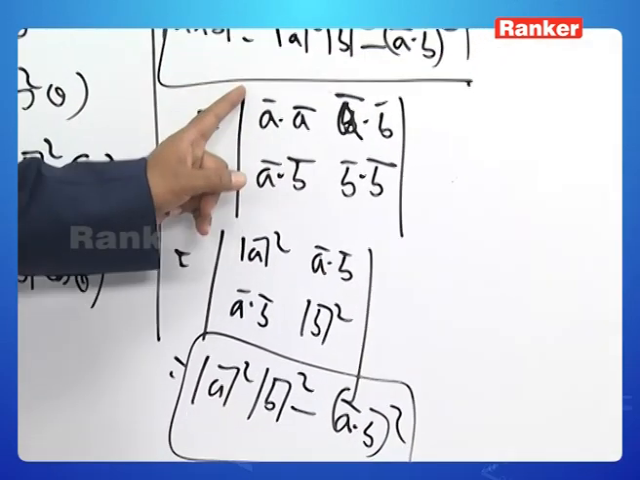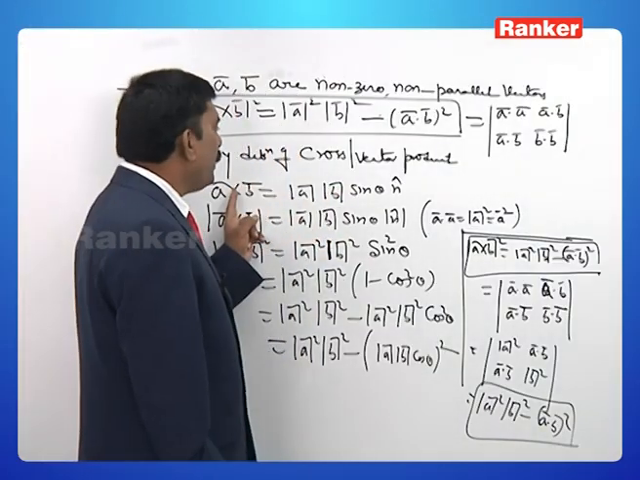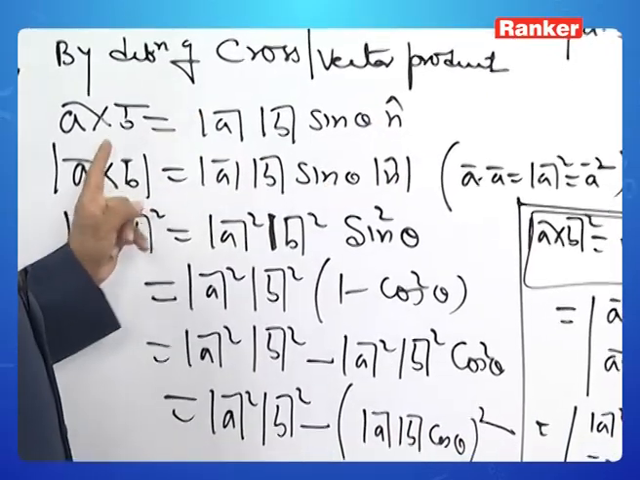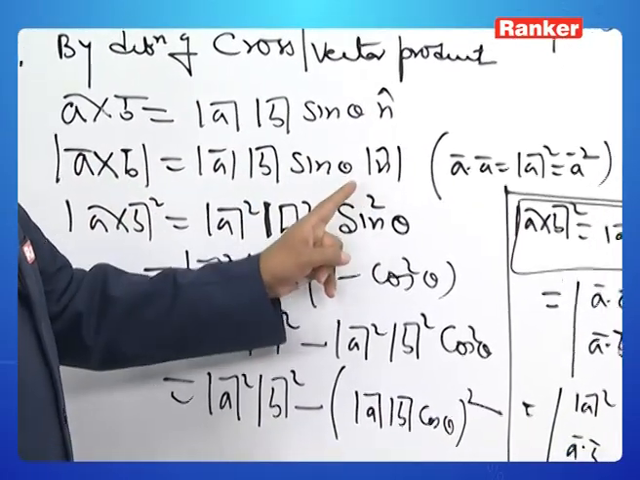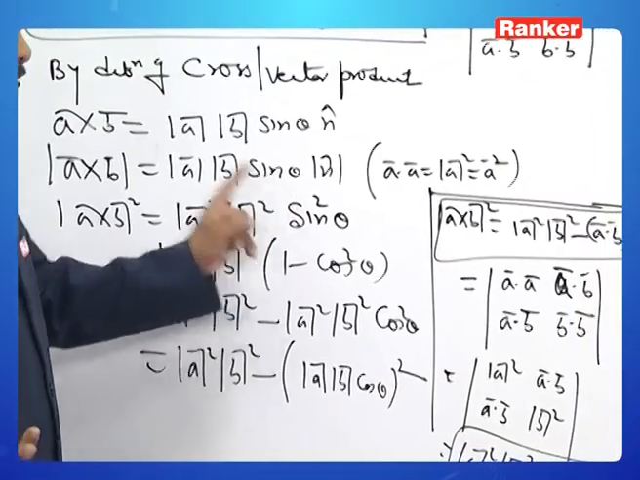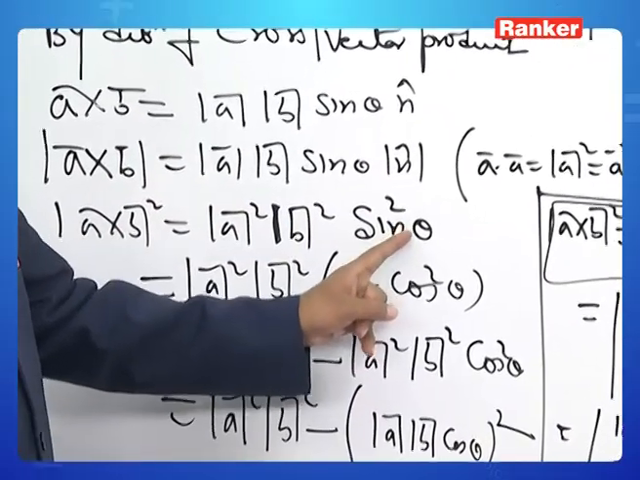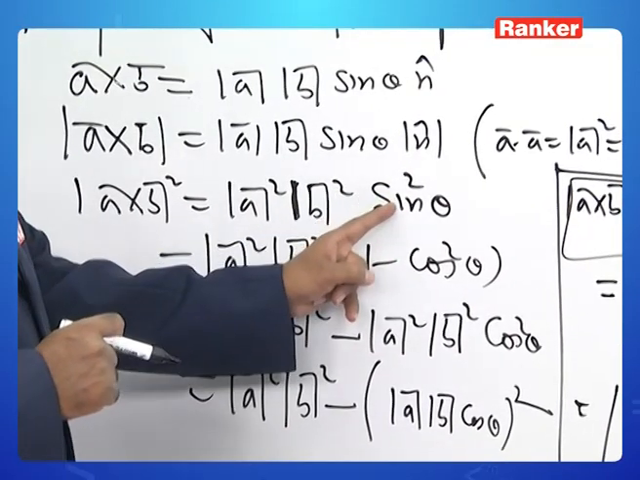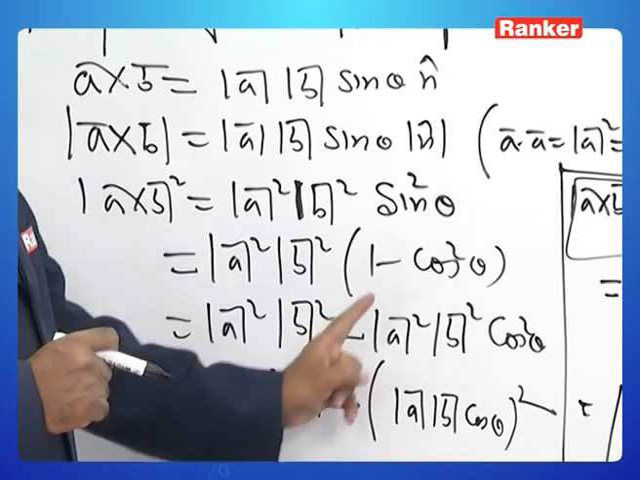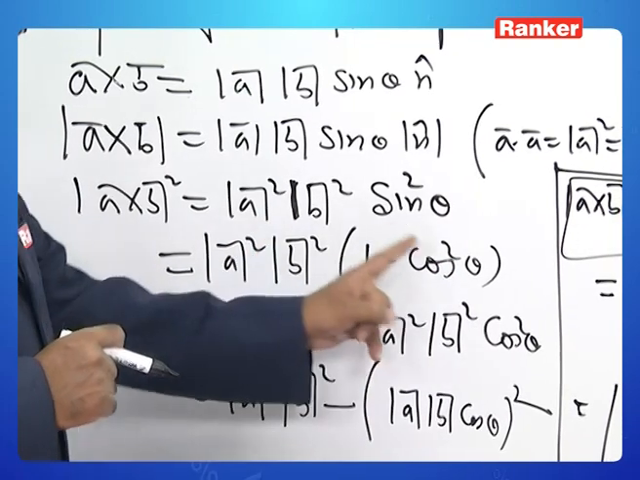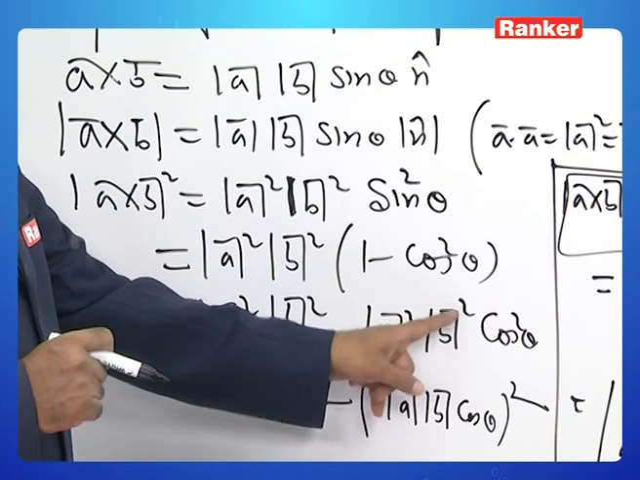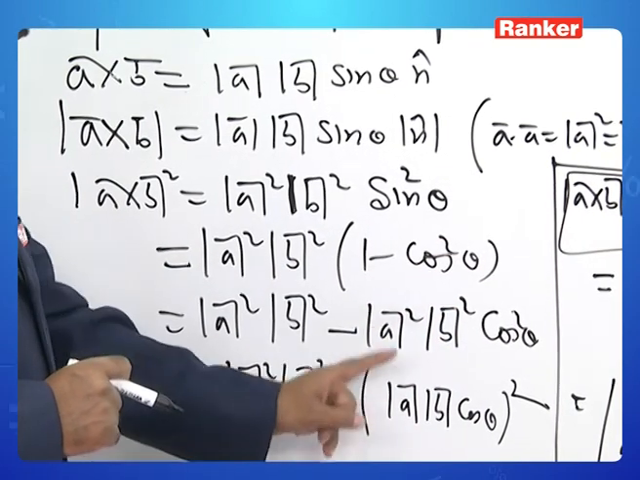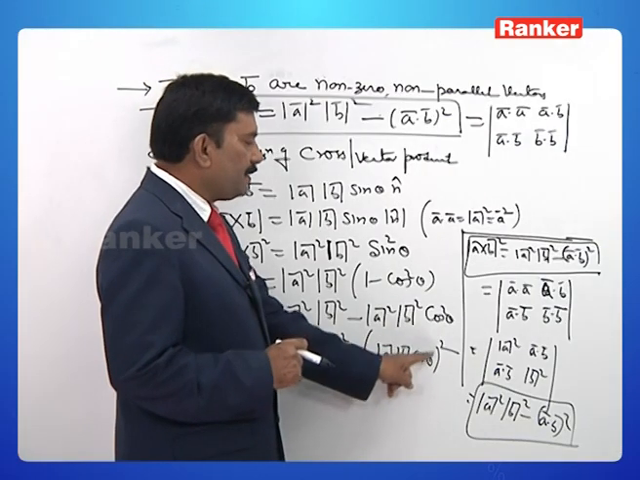So therefore, what we proved is, once again, A bar cross B bar is equal to mod A mod B sin theta into n cap. Now take the modulus on both sides. I made it a scalar quantity, and then square on both sides. Meanwhile, modulus of n cap is equal to 1. Now, what is sin square theta? 1 minus cos square theta. Expand: mod A whole square mod B whole square minus mod A mod B cos theta whole square.